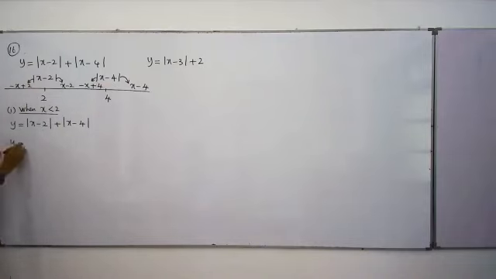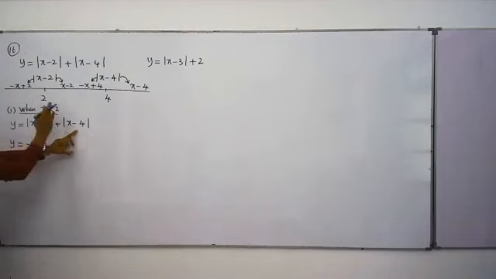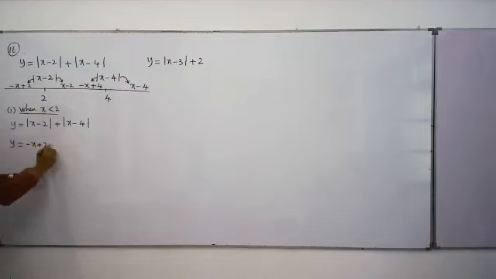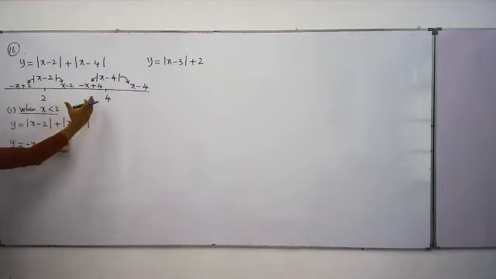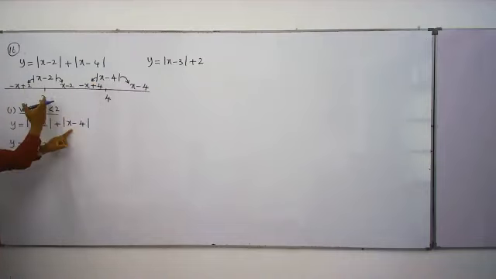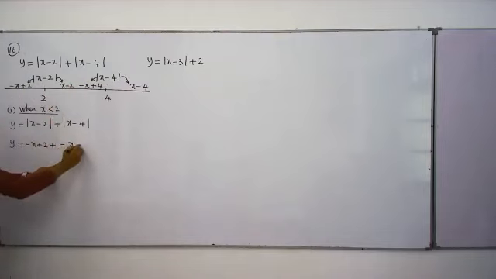Y. Mod x minus 2 on the left of 2 is minus x plus 2. Mod x minus 4 on the left of 2 is minus x plus 4. Correct, no, people? This plus sign I write here. On the left of 4, up to negative infinity, mod x minus 4 takes minus x plus 4. Then when less than 2, it is minus x plus 4.